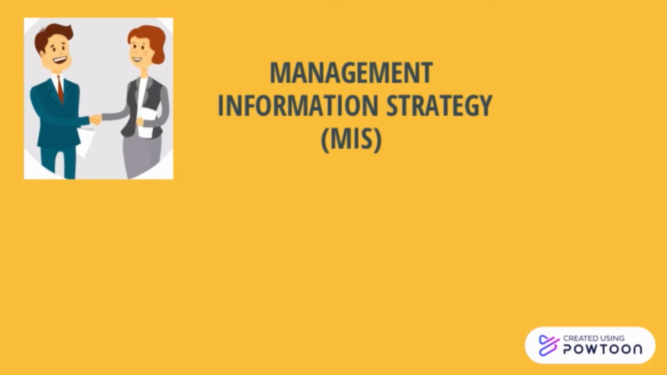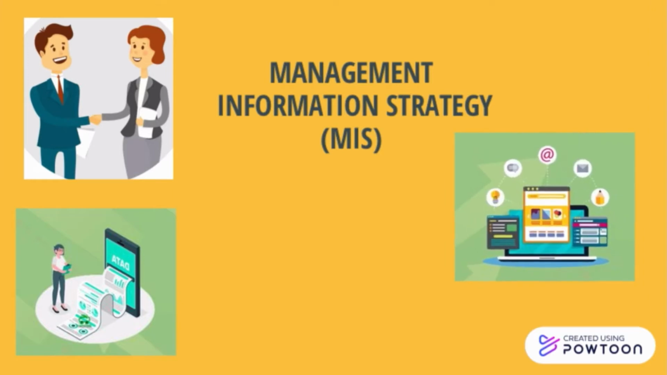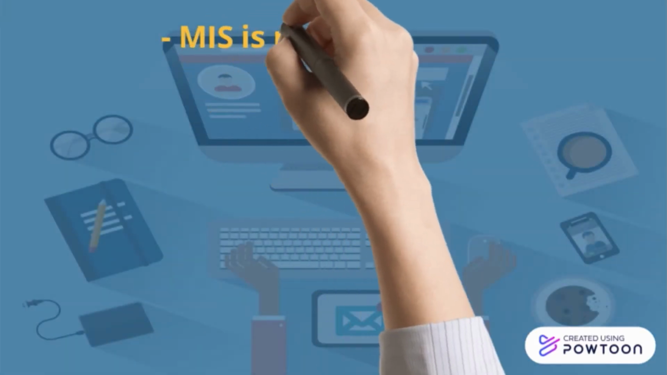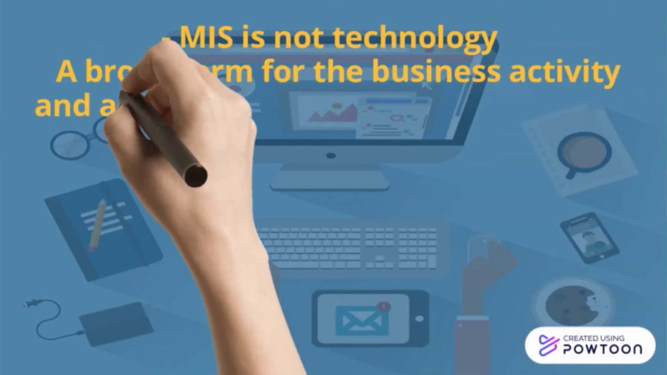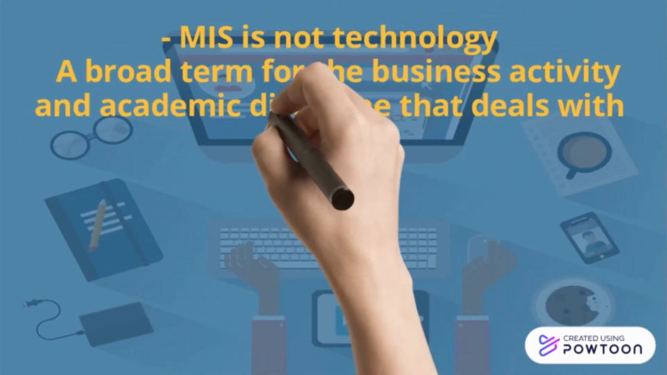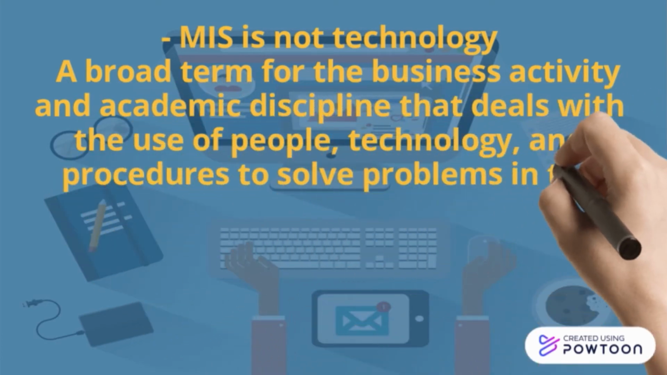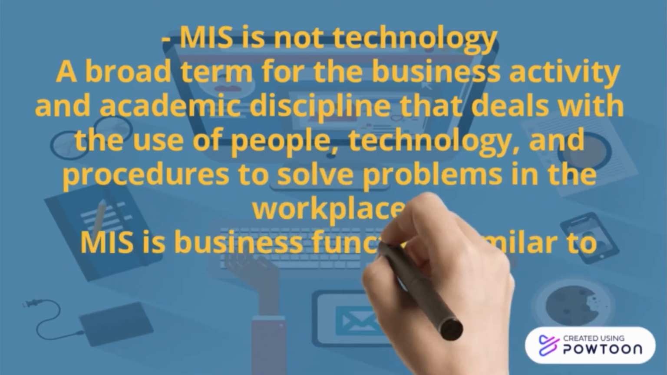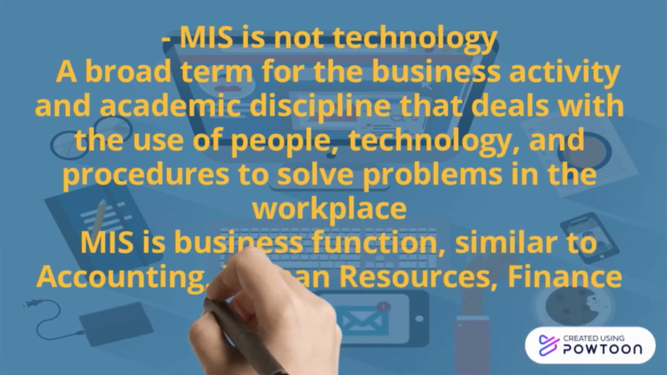After that, in Chapter 1, we have Management Information Systems, MIS, which relates to people, data, software, and hardware. But what is MIS? MIS is not a technology. MIS is a broad term for the business activity and academic disciplines that deal with the use of people, technology, and procedures to solve problems in the workplace. MIS is a business function that's similar to accounting, human resources, finance, and operations.